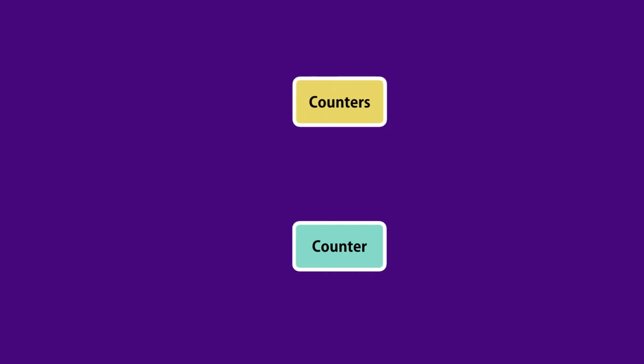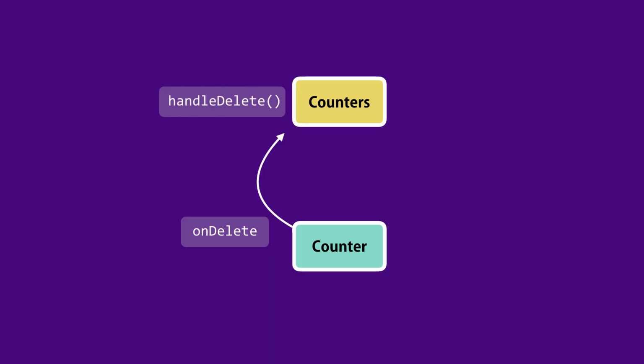To solve this problem, we should modify our counter component to raise an event. We're going to call that event onDelete. So our components can raise events, and this is the naming convention we use to name those events. So the counter component will raise this event, and our counters component will handle this event. In other words, we should implement the handleDelete method in the counters component, not the counter component.